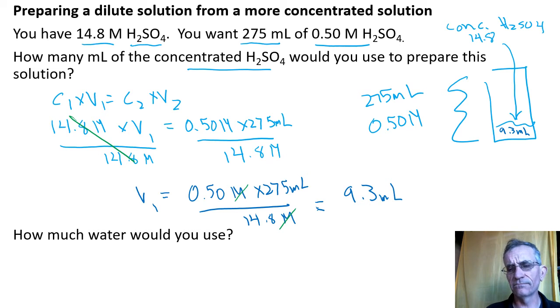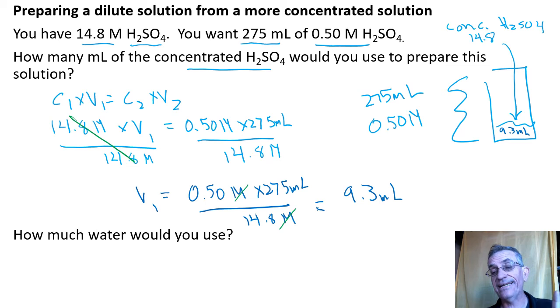All right, now the whole goal is to make it less concentrated. So you're not just going to use the concentrated stuff, you're going to have to add water to it. So the second part of this question says, well, you told me how much to get out of the concentrated bottle. How much water do you mix in with it? So how much water would I use?